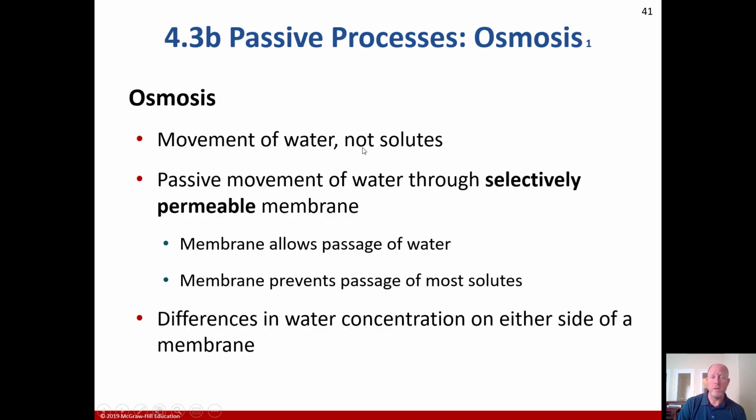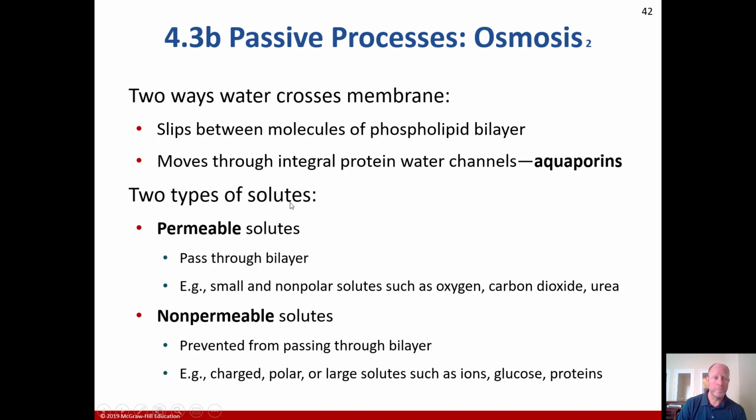Osmosis is the movement of water, not solutes. It's the passive movement of water through a selectively permeable membrane. The membrane allows passage of water, but prevents passage of most solutes. That's important to understand due to the polar and non-polar tails and the polar heads, right? The differences in water concentration on either side of a membrane will play a role in how much water movement takes place.